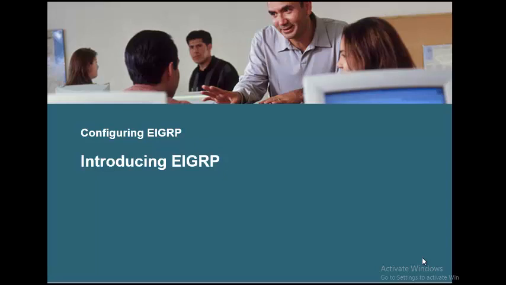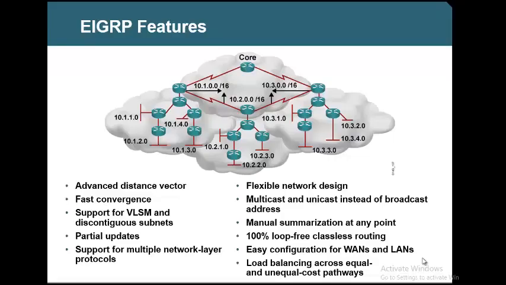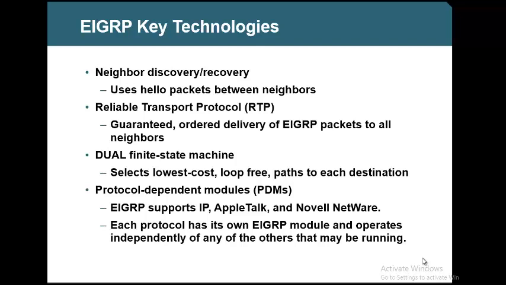We saw earlier in EIGRP we have a DUAL algorithm. I told you this is the one which prevents the loop. Now we are going to focus more on this in our class today. And also we will discuss a few more things before we get into that.